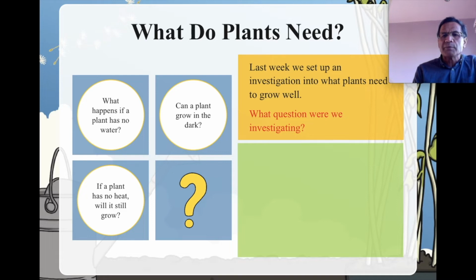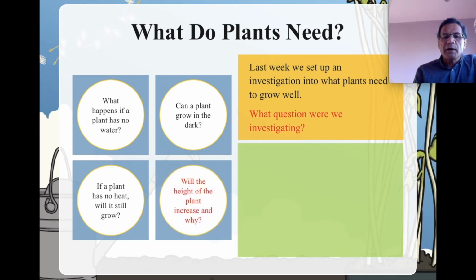So I'm going to get some plants, give them no water for a week, and I'm going to put a plant in the dark for a whole week, and then we will see what they look like in 7 days' time. And then also I'm going to put a plant in the refrigerator and see what happens. So it's going to be much cooler in the refrigerator. Will the plant grow as well?